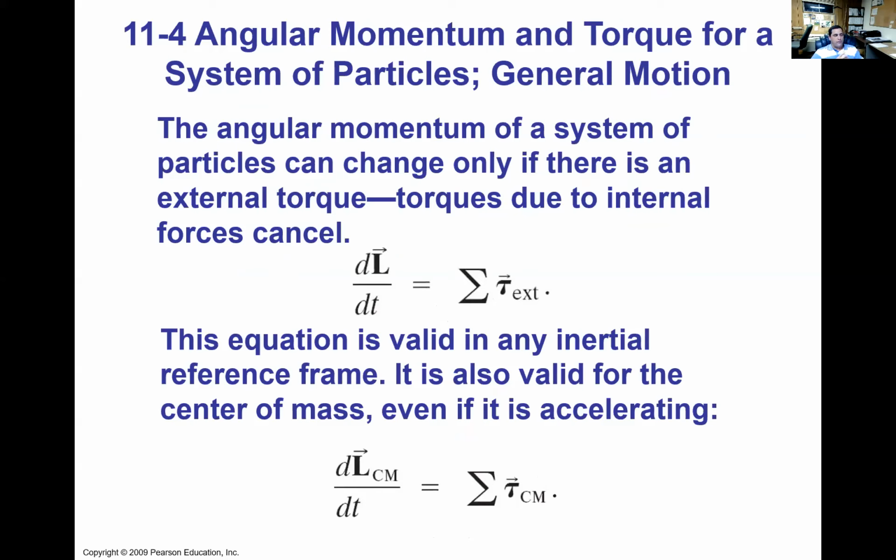Angular momentum and torque for a system of particles of general motion. The angular momentum of a system of particles can change only if there is some external torque, since torques due to internal forces cancel. So the change in angular momentum with respect to time is equal to the sum of external torques. This equation is valid in any inertial reference frame. It is also valid for the center of mass, even if it's accelerating. So the change in angular momentum about the center of mass with respect to time is equal to the sum of torques about that same center of mass.